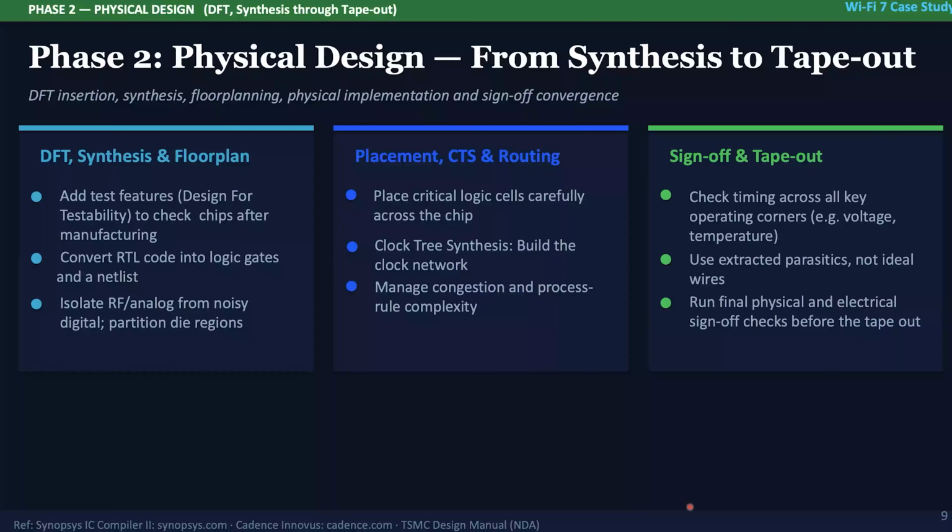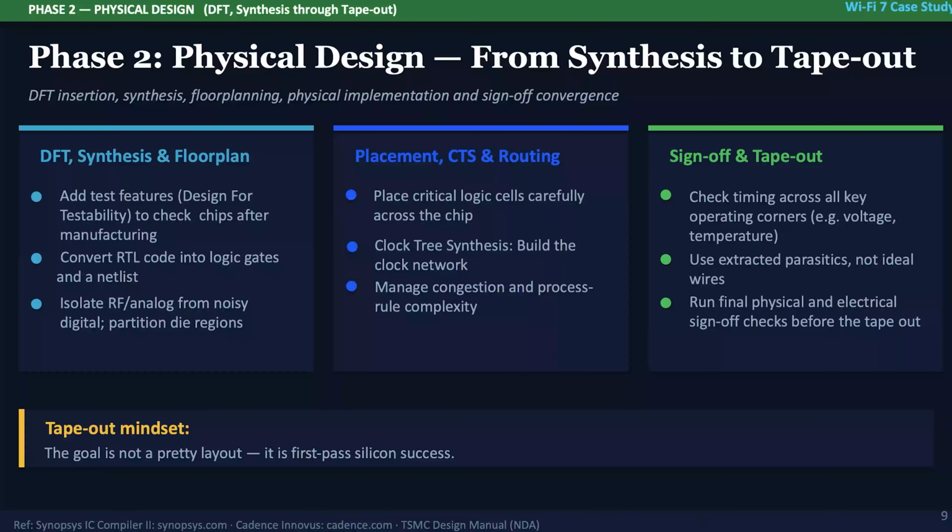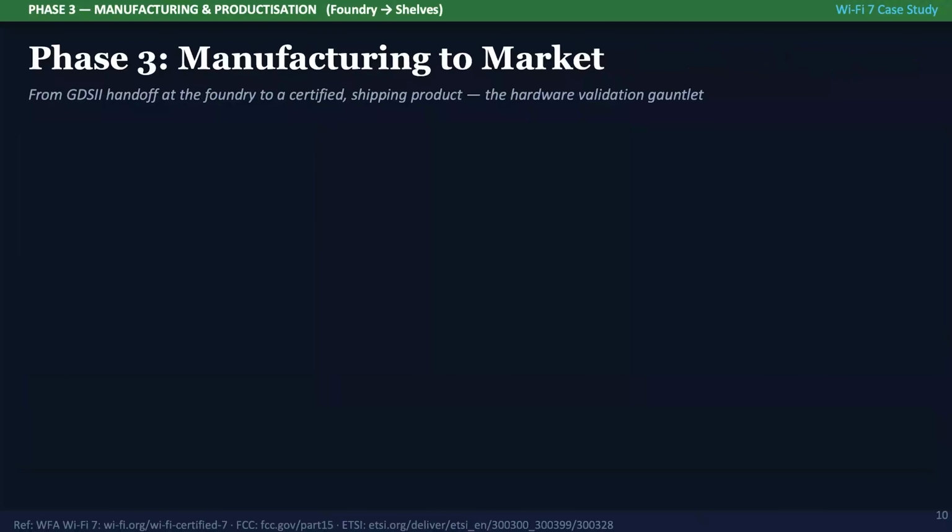Final checks then confirm that the layout is manufacturable and robust for timing, signal integrity, power, and reliability. So this is the major gate before GDS2 release. After that, fixes become more expensive.